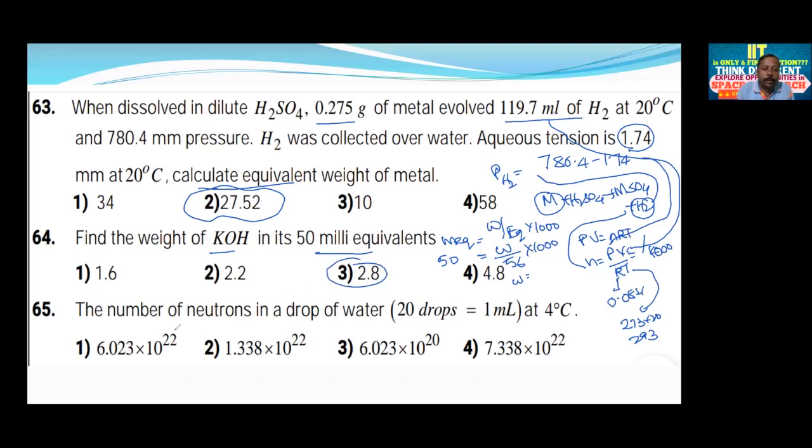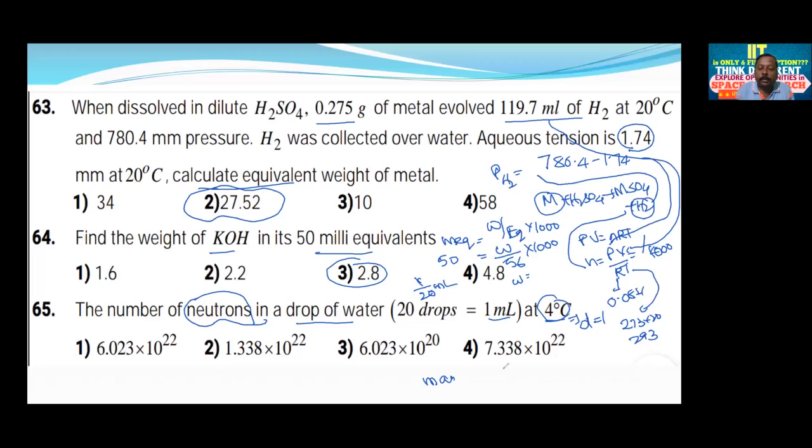Next, number of neutrons in a drop of water. Here the main problem is that neutrons are being asked, and 1 ml is equal to 20 drops. So that means the volume is 1 by 20 ml. At 4 degrees Celsius, the density is equal to 1. Maximum density of water is found at 4 degrees Celsius, and it is equal to 1. So this ml can be converted into grams. So mass is equal to 1 by 20 grams.